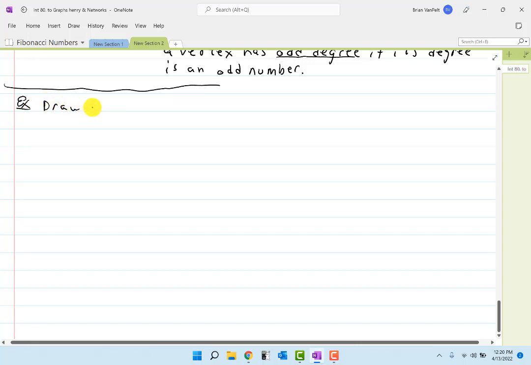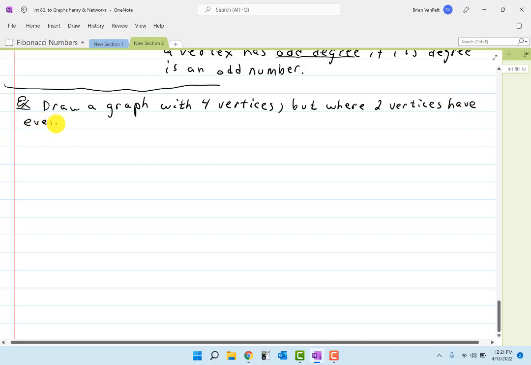Draw a graph with 4 vertices, but where 2 vertices have even degree and the other 2 vertices have odd degree. Try to make these as simple as you possibly can if you're asked to do this.